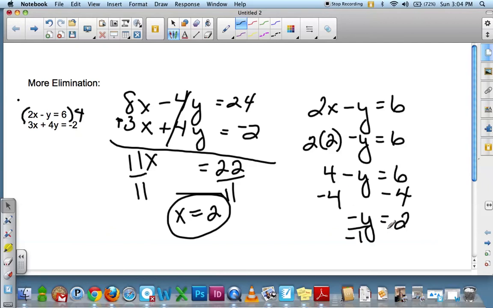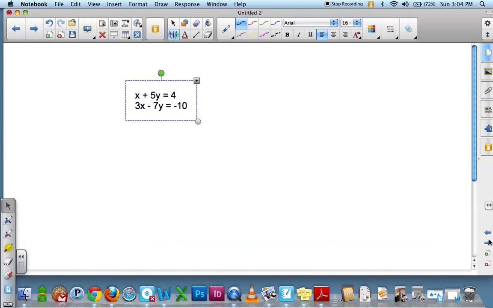I'm going to divide by negative 1, because y is not by itself. I want y to be positive. So my y in this case is negative 2. My x is just 2. So the solution is 2, negative 2. Okay, so this is called elimination using multiplication.